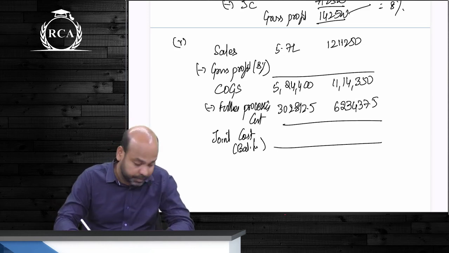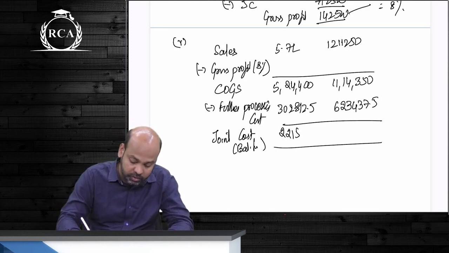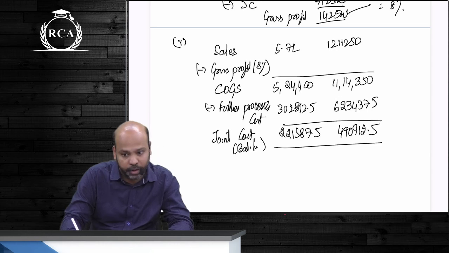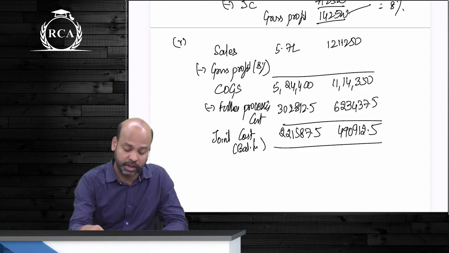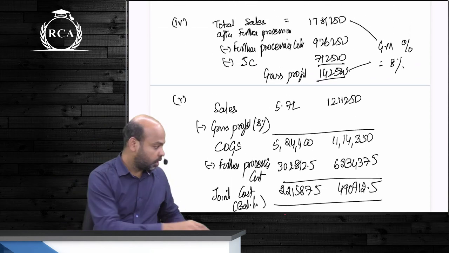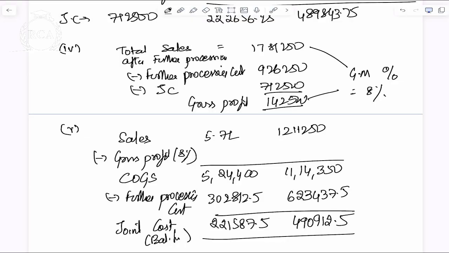How much has this become? 2,21,587.5 and 4,90,912.5. This is the joint cost allocation. Last two bits, please mark it as important guys so that you revise. Are we clear about this? Online students, I hope it is all clear.